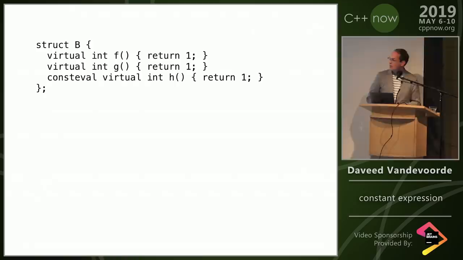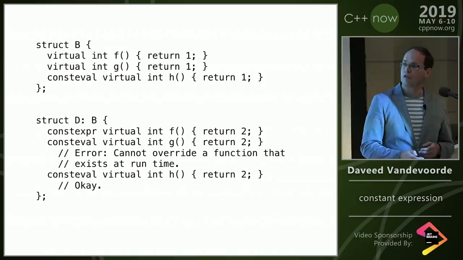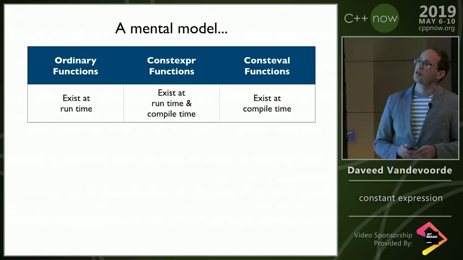As a result, they are kind of useful to replace certain kinds of macros. All right, so that's the story for constEval functions. And for functions, we have now three kinds. What about variables? Same thing, right?